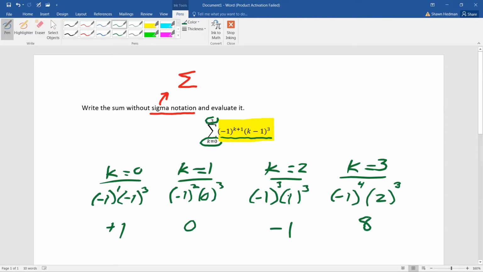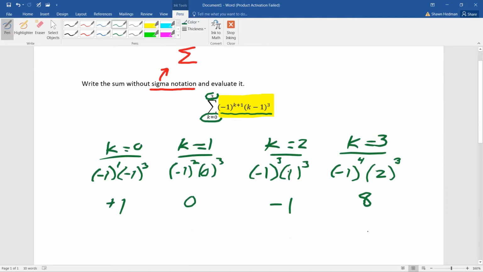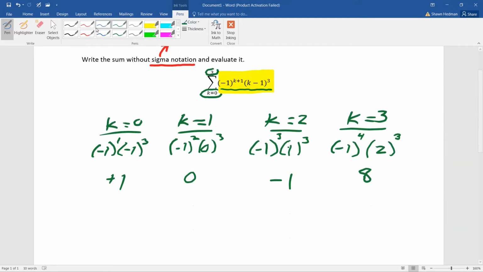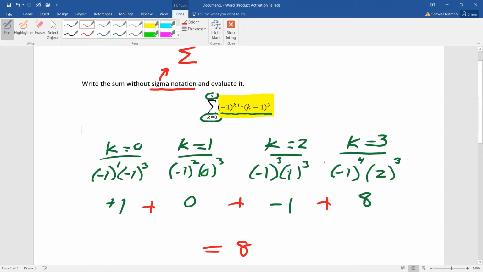So I plug in these different values of k, starting with k equals 0, stepping by 1 all the way up to the top number, which is 3. And then what the summation notation means is we sum these up. We're going to add these together: 1 plus 0 plus negative 1 plus 8. This all equals 8. So this summation equals the number 8.